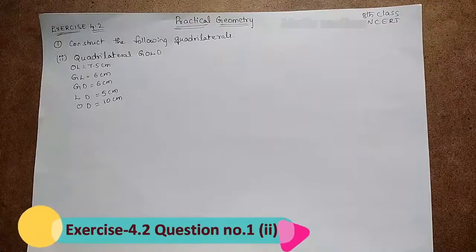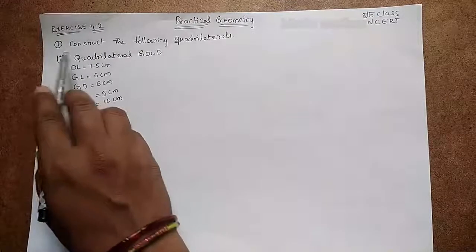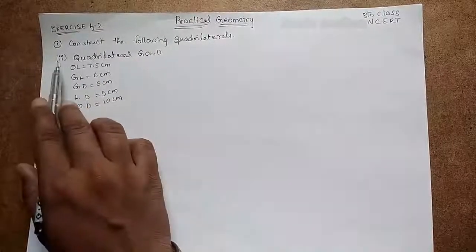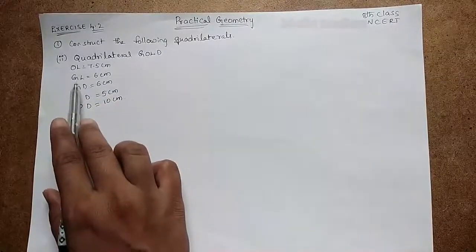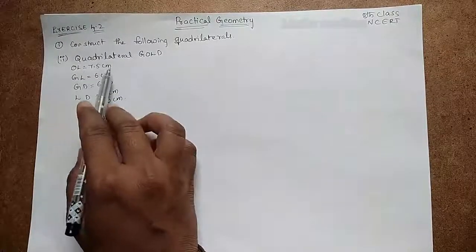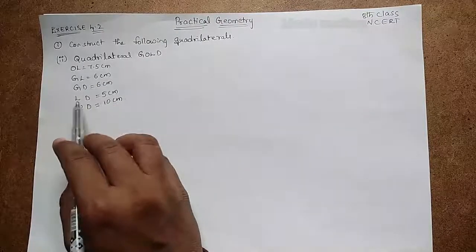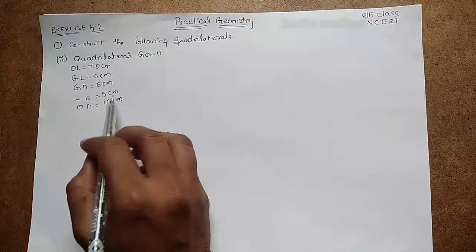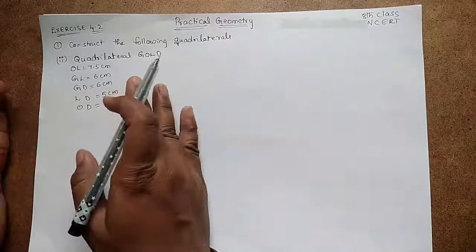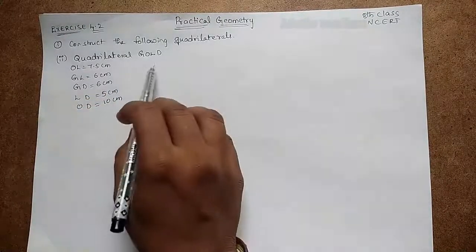Today I came with the topic Practical Geometry. I took Exercise 4.2 from 8th class NCERT. Question: construct the following quadrilaterals. Here I took one question, quadrilateral GOLD. Given sides OL equals 7.5 centimeters, GL is equal to 6 centimeters, GD is equal to 6 centimeters, LD is equal to 5 centimeters, OD is equal to 10 centimeters. Here some diagonals and some sides are given. So we have to construct a quadrilateral named GOLD.